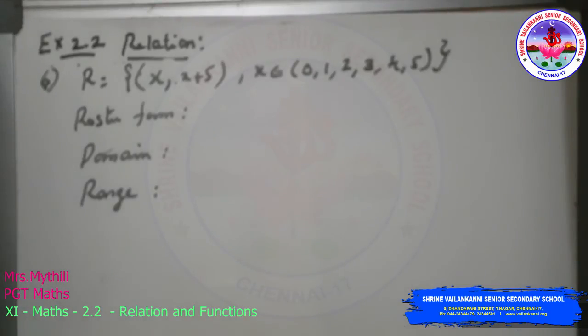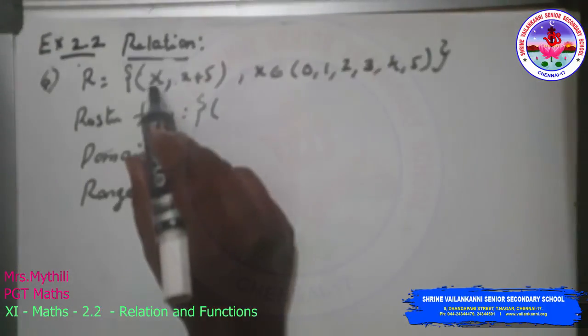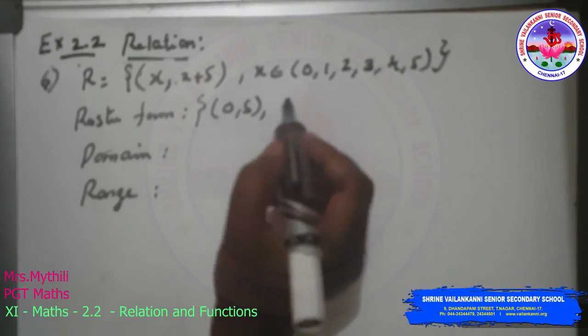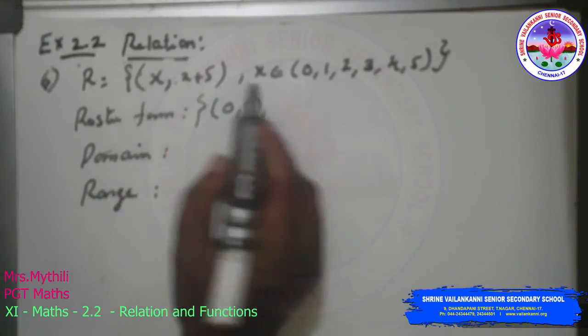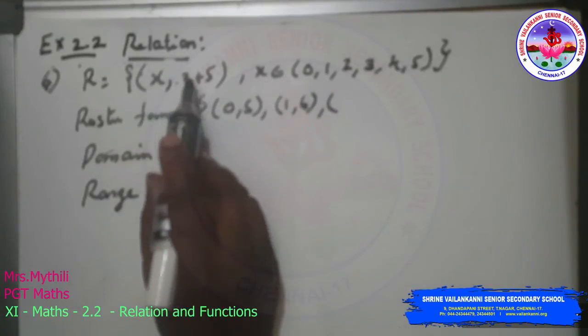Sixth one, determine the domain and range of the relation R defined by R equal to {(x, x plus 5) : x belongs to {0, 1, 2, 3, 4, 5}}. We have to write this in roster form. So when x is 0, 0 plus 5 is 5. So (0, 5). When x is 1, 1 plus 5 is 6. So (1, 6). When x is 2, 2 plus 5 is 7.